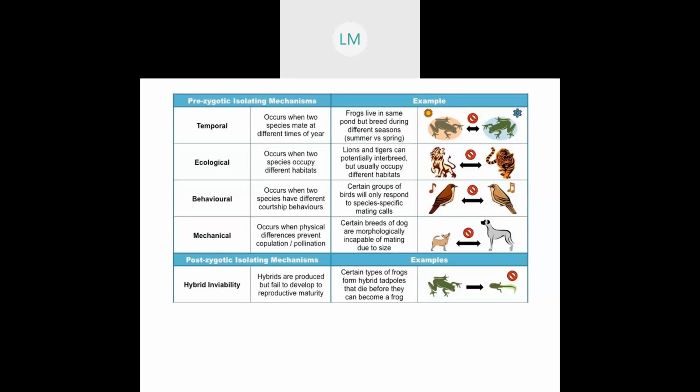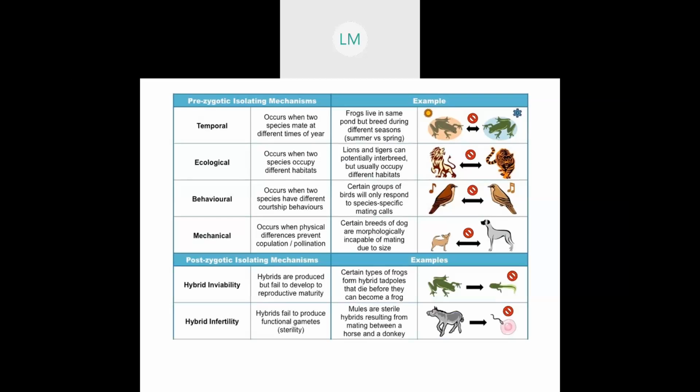So hybrid inviability is when hybrids are produced, but they don't actually survive. They don't develop to reproductive maturity. So an example of this, we've got certain types of frogs. They are able to interbreed and produce tadpoles, but those tadpoles never actually become frogs. So those hybrids are inviable. They don't develop to reproductive maturity.